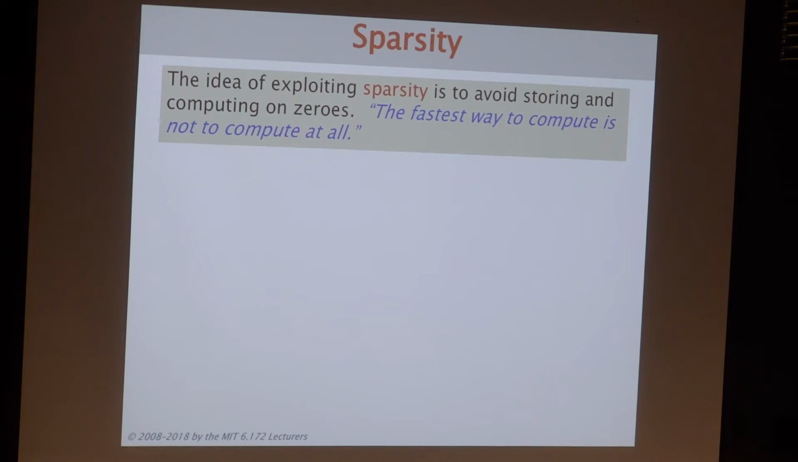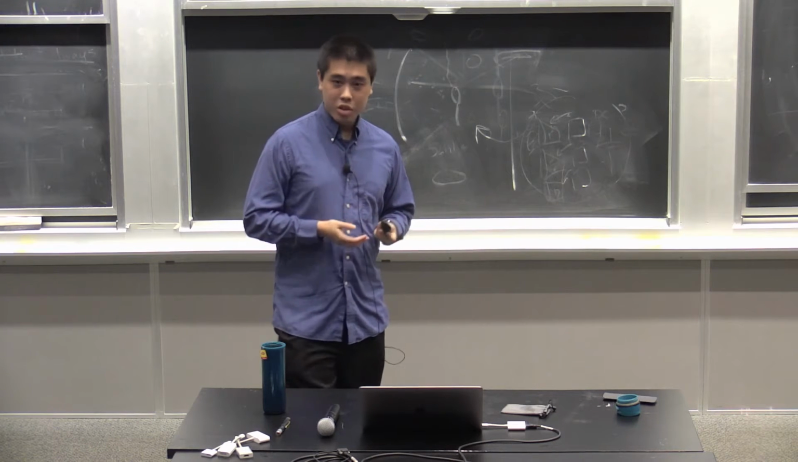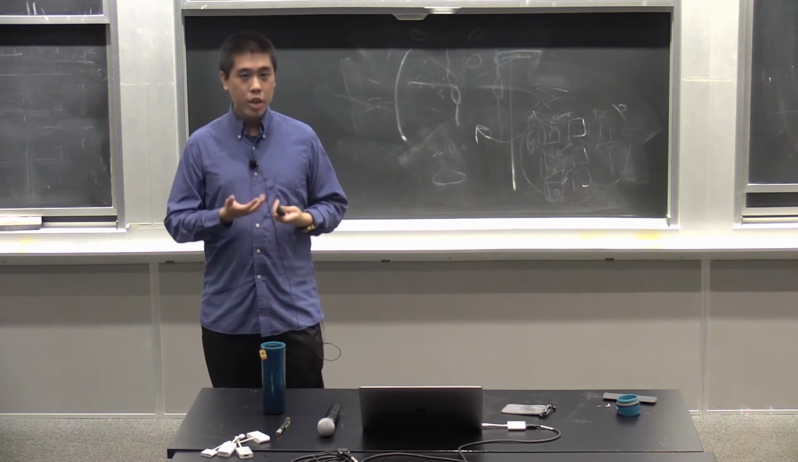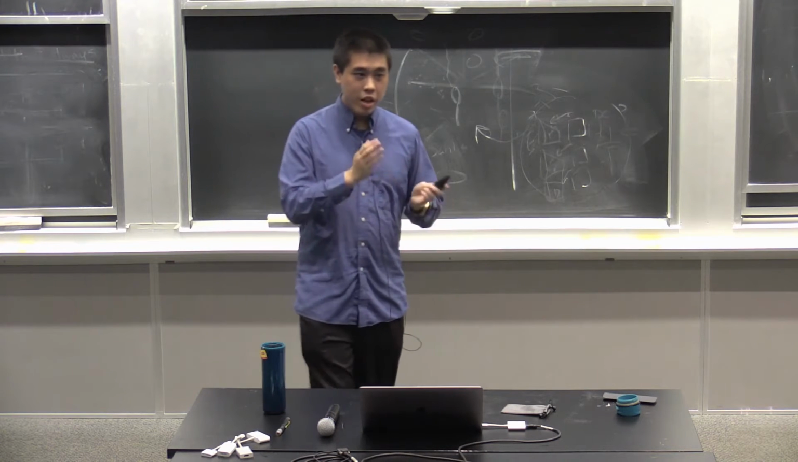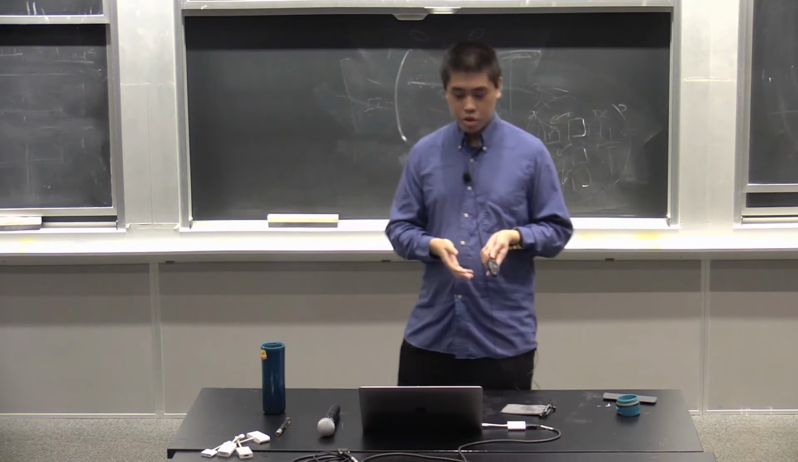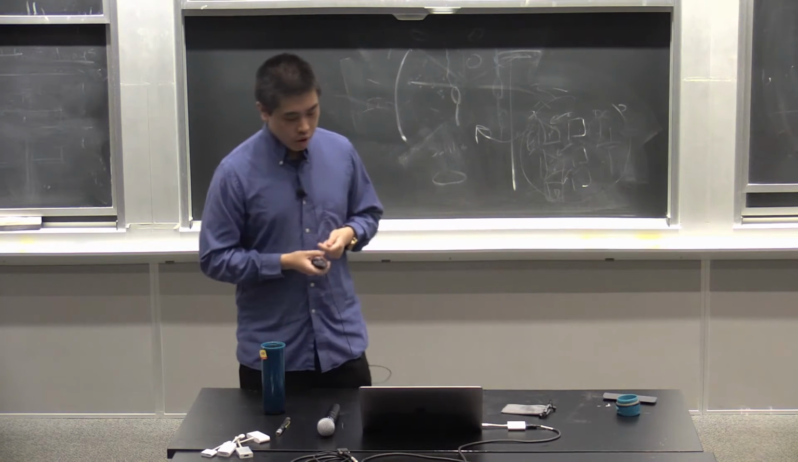OK, so the next optimization we'll look at is sparsity. The idea of exploiting sparsity in an input is to avoid storing and computing on 0 elements of that input. And the fastest way to compute on zeros is to not compute on them at all, because we know that any value plus 0 is just that original value, and any value times 0 is just 0. So why waste the computation doing that when you already know the result?